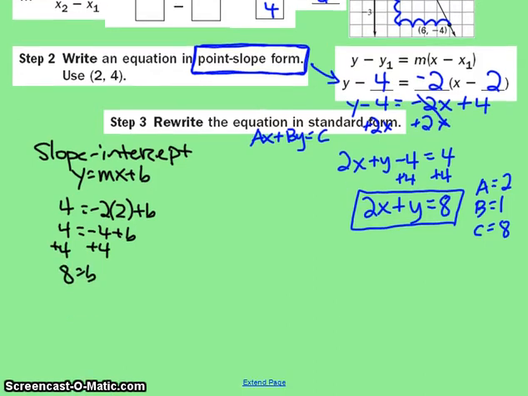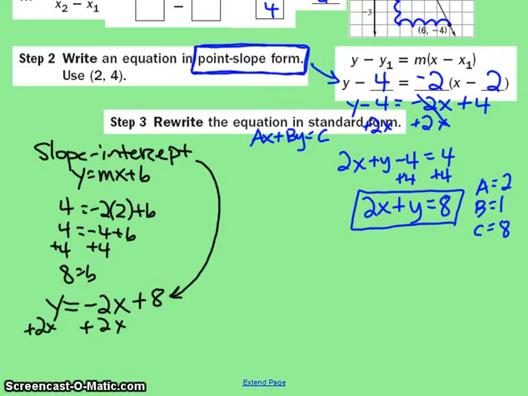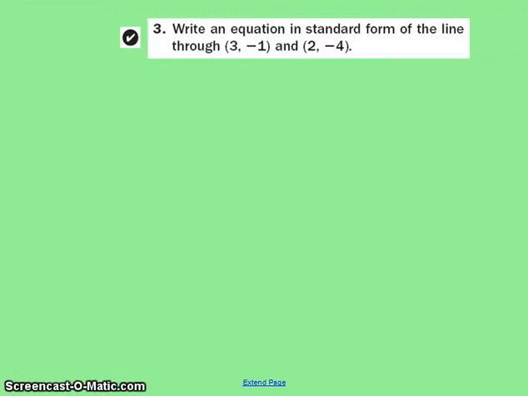So now I can write my equation in slope-intercept form. It would be y equals -2x plus 8. Here's my equation in slope-intercept form. To put it in standard form, I need to get the x and the y on the same side. Notice that you get the exact same answer. It doesn't matter what method you choose, you will get the exact same answer.